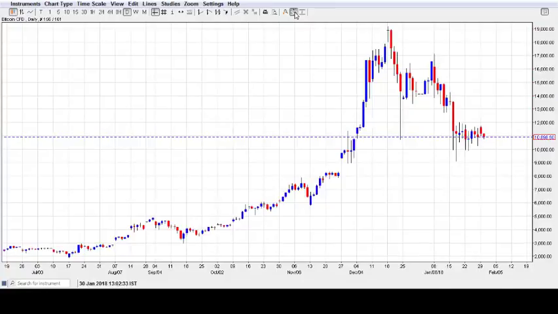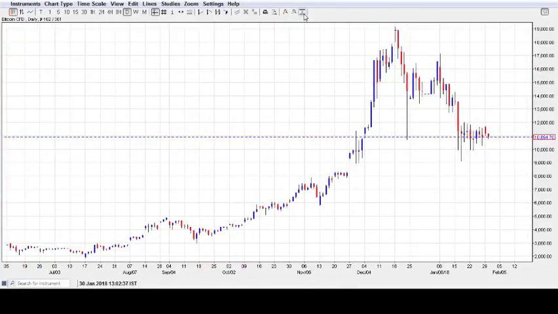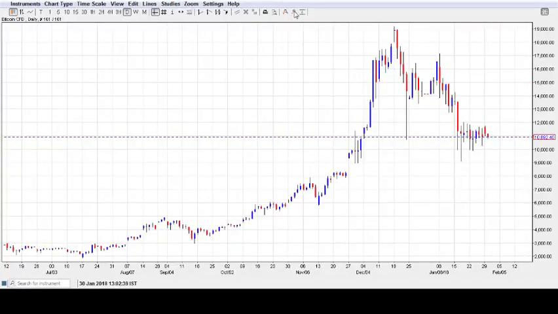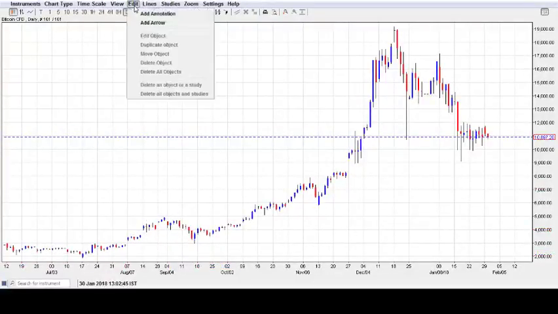Let me see if I can bring in more chart back in time. All right, unfortunately, that's the only view we can have. So let's start counting waves here.